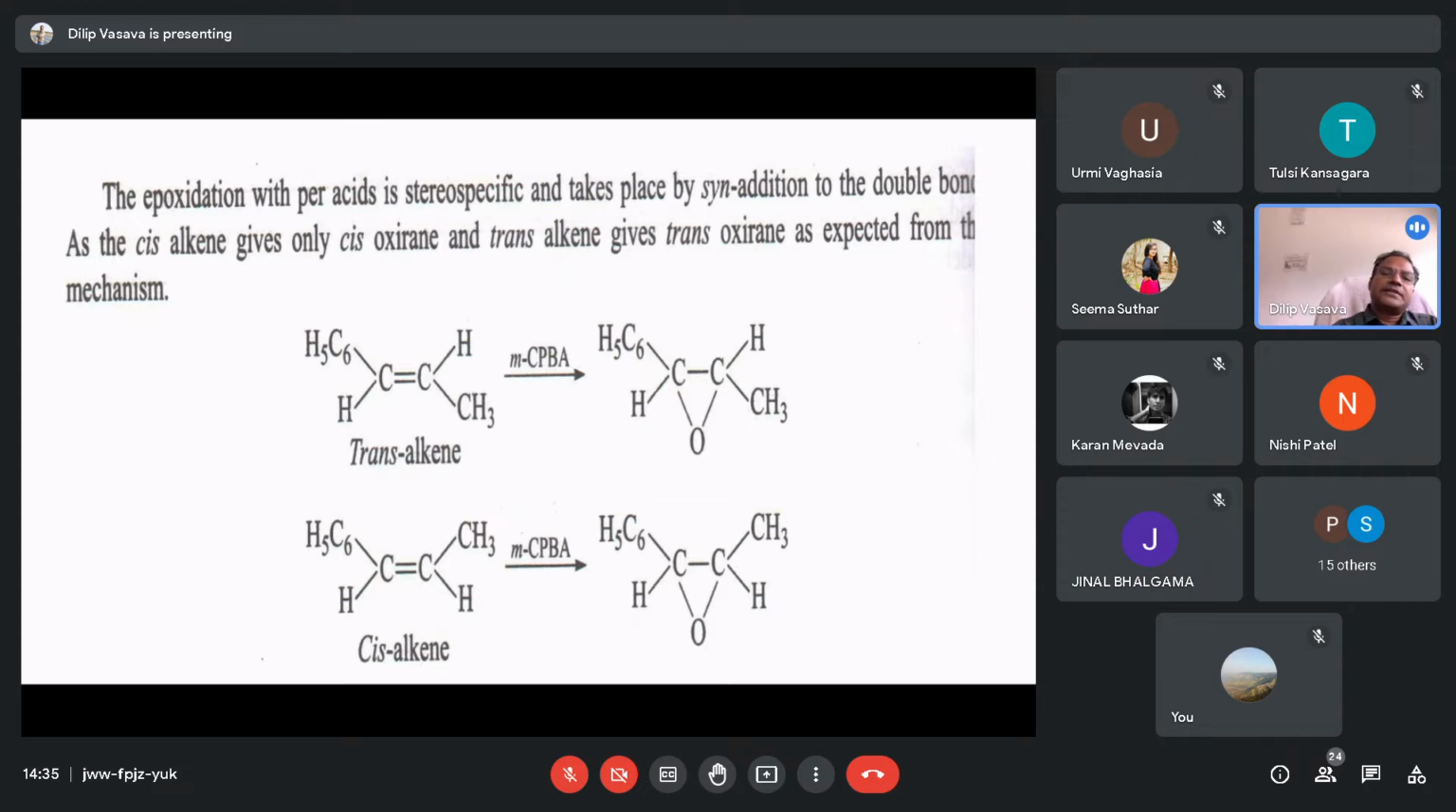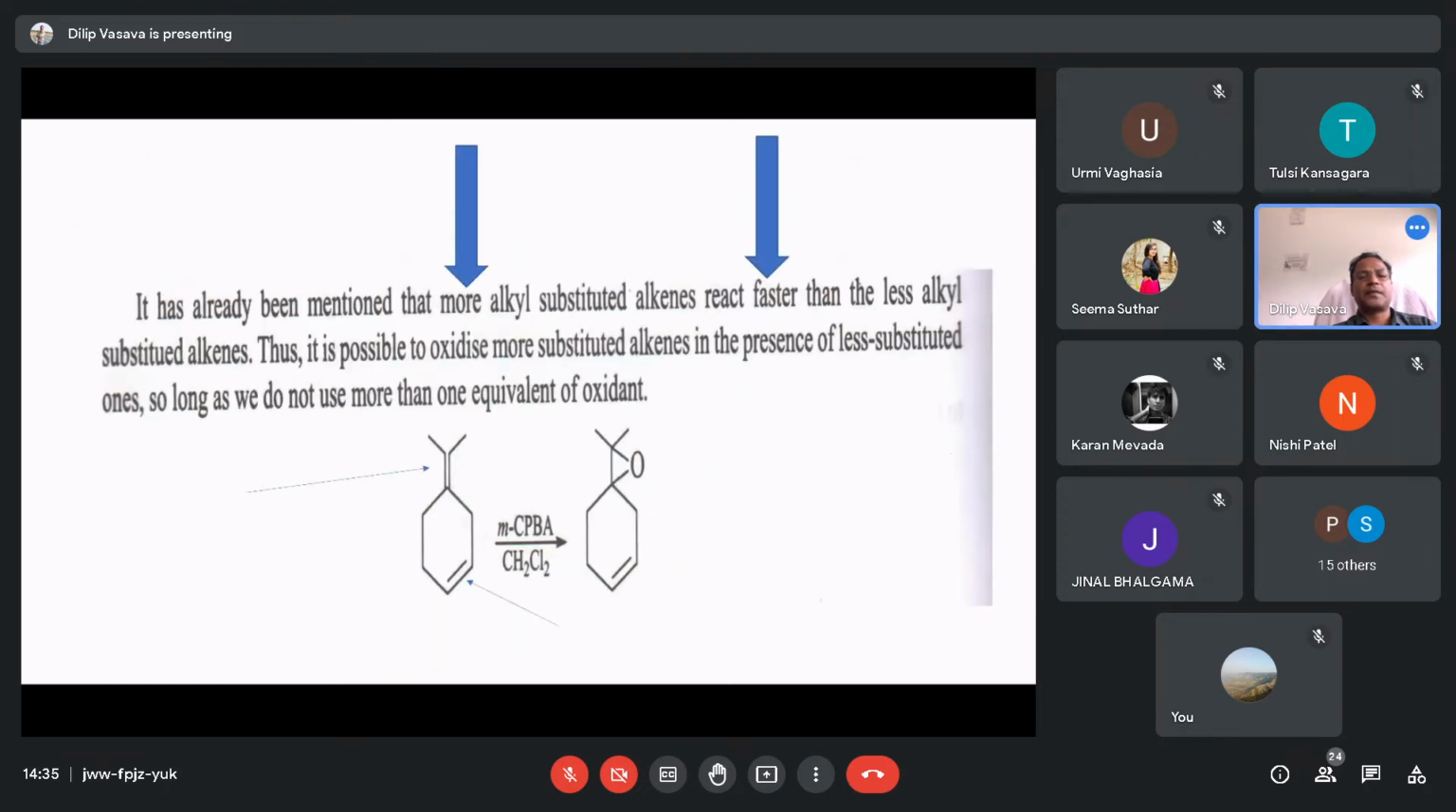So all this, metachloroperbenzoic acid is used where the alkene gives the epoxide. Here also, the double bonds are there.